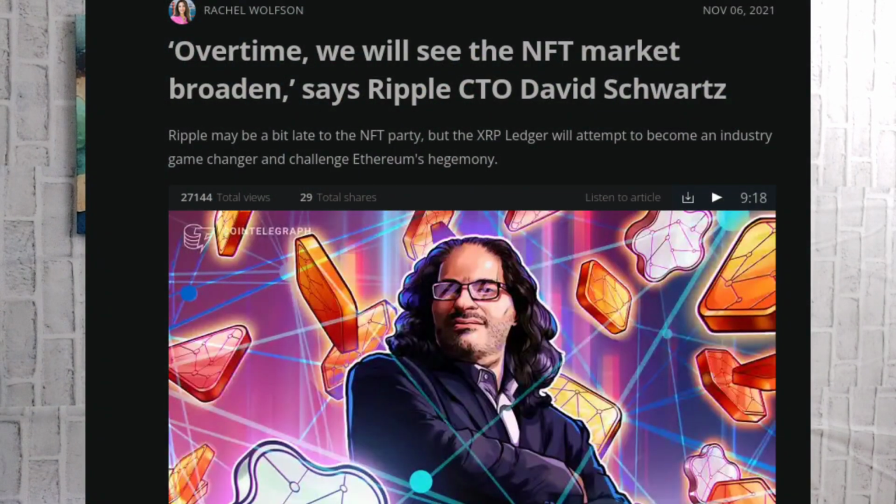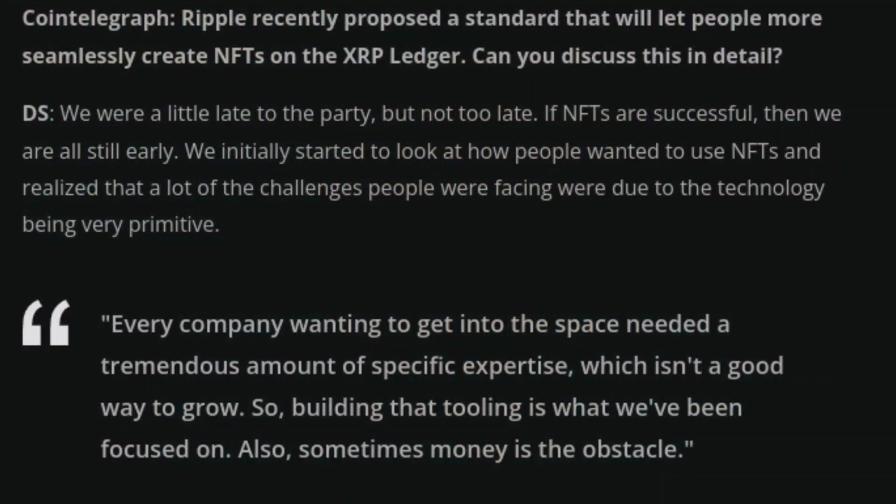So now we have an article here by Rachel Wolfson. This is on Cointelegraph.com, and it reads as such: "Over time, we will see the NFT market broaden," says Ripple CTO David Schwartz. I've been saying this. Now you hear David Schwartz himself telling you this.